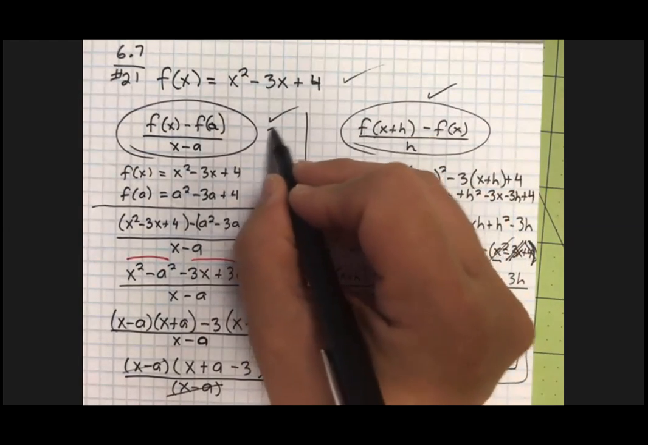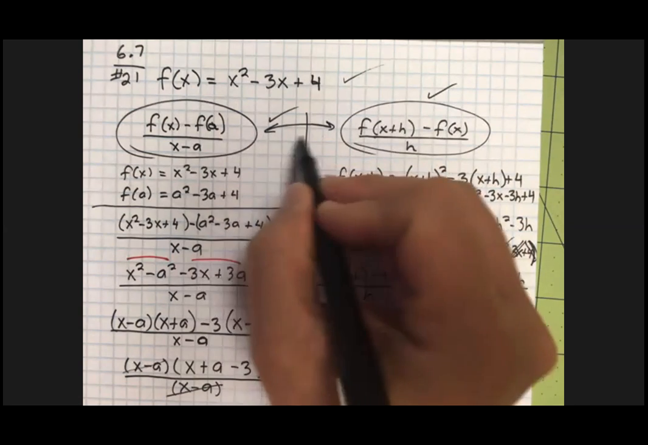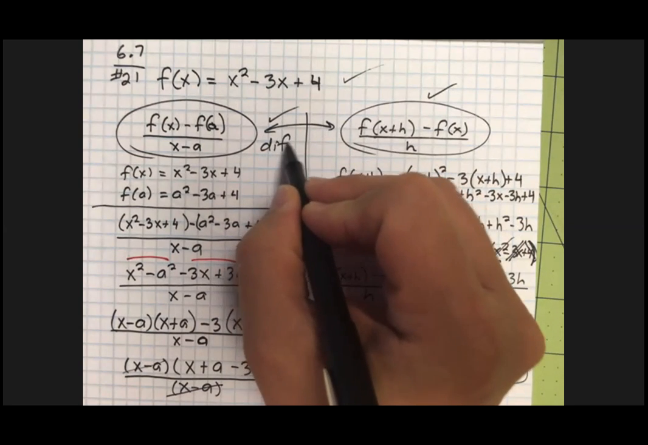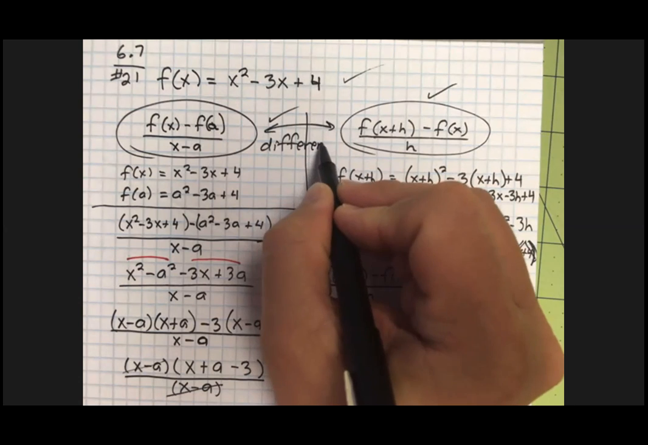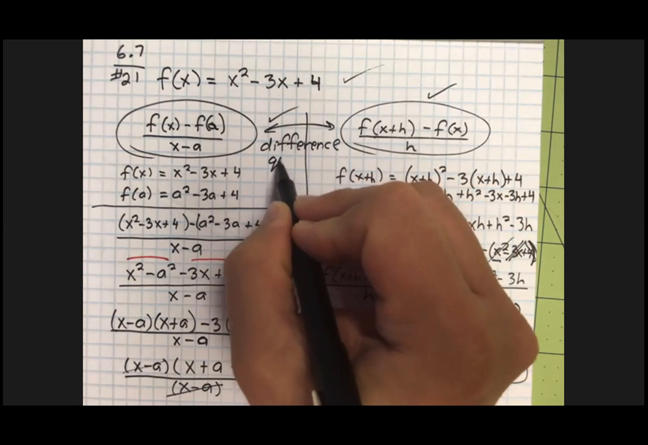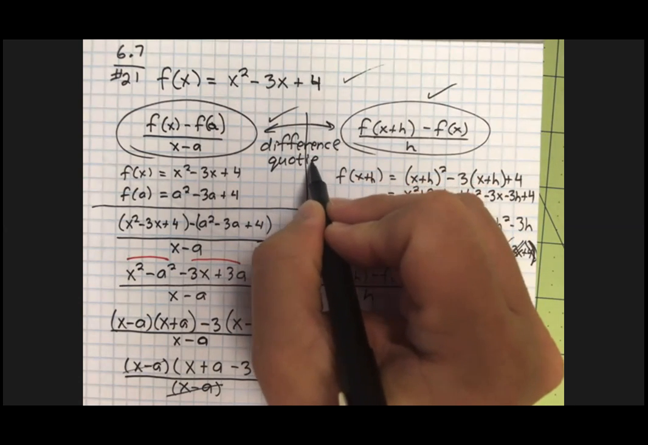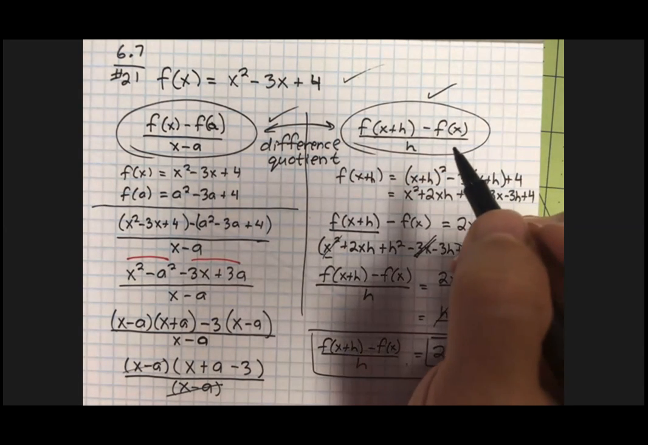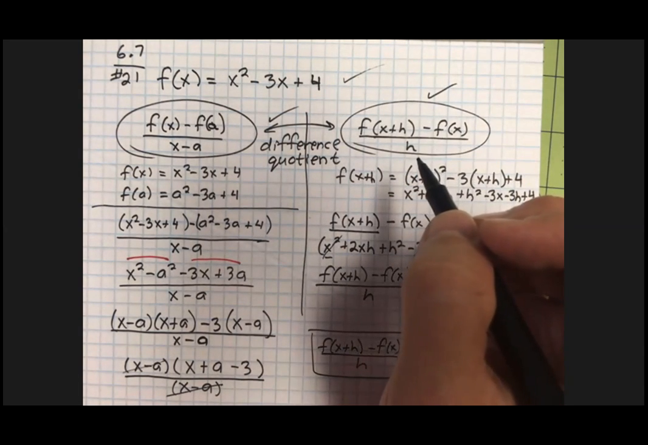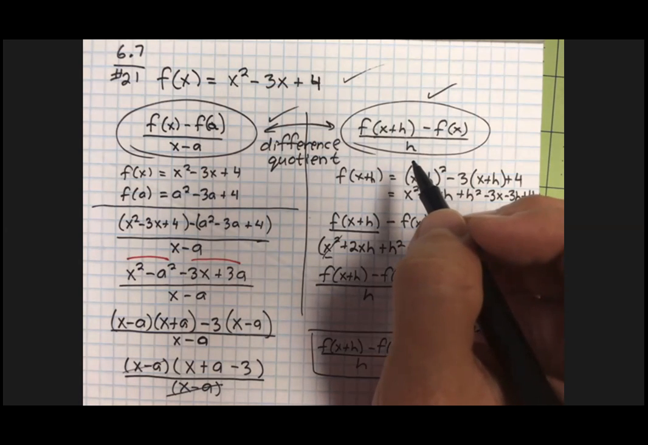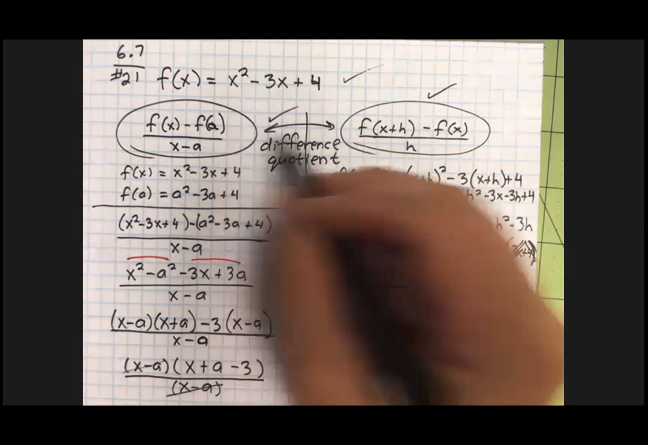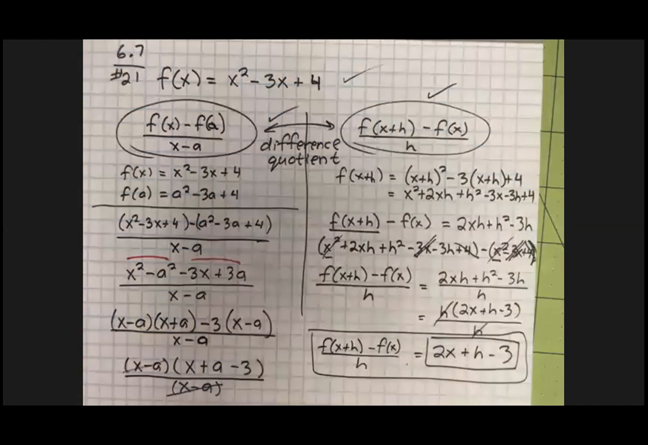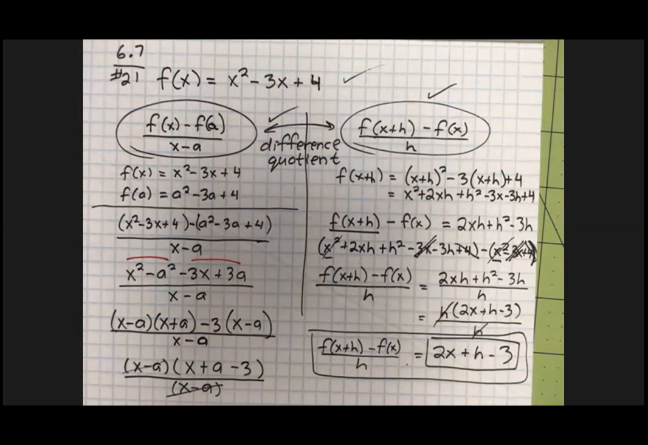The fancy word for this animal, either on the left or on the right, is called a difference quotient. Okay, so you'll see him referring to the difference quotient in the homework problems. That's what a difference quotient is. Either one. Okay, I'm gonna have to let that be for right now because that's the limit of our time.